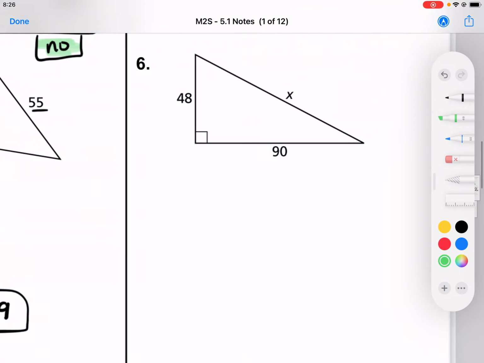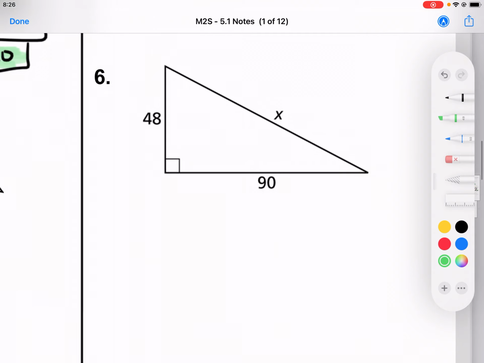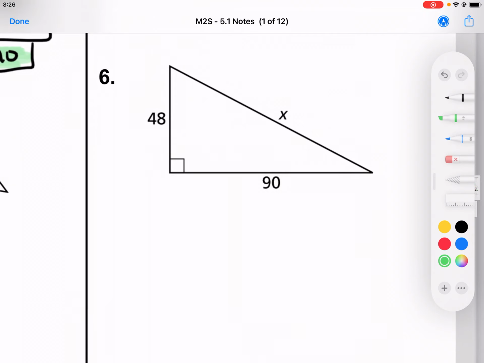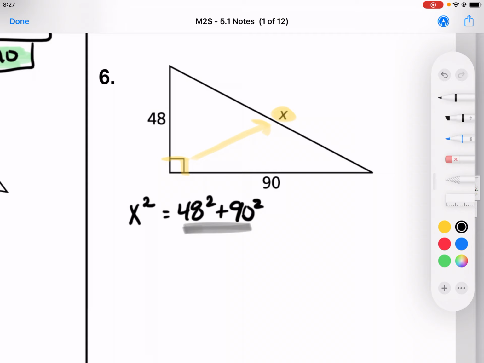And let's do one more of these before we move on. So for number 6, once again, we've got a right angle. We go across. That's the side we start with because that's our hypotenuse. So x squared is equal to 48 squared plus 90 squared. Since both of these are on the same side, I'm just going to go ahead and type 48 squared plus 90 squared in my calculator.